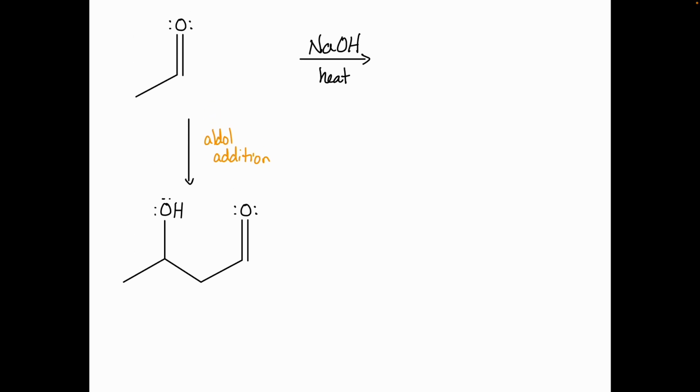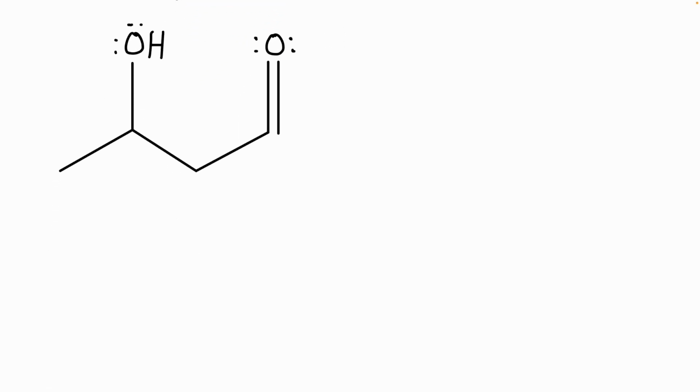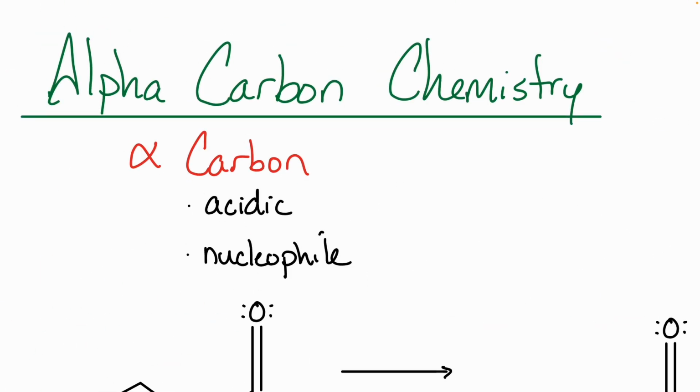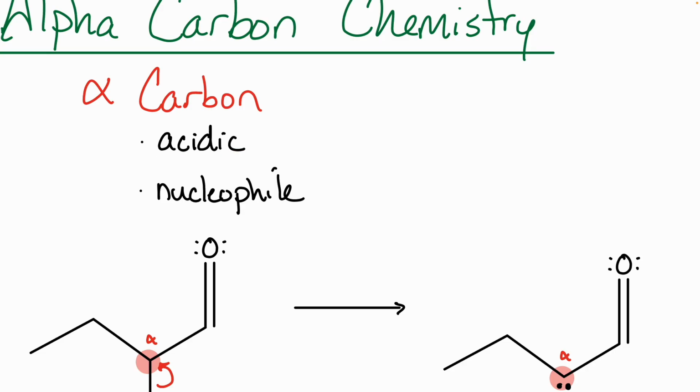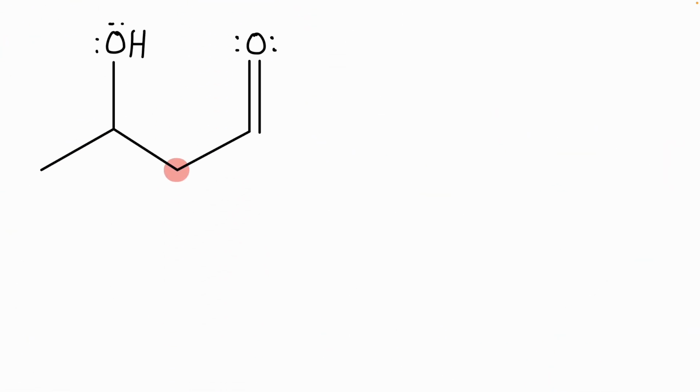All right, so then what's going to happen here? First of all, let's just note that in our product, we also have an alpha carbon. It's still an alpha carbon because it's located right next door to that carbonyl carbon. And what did we say about alpha carbons in basic conditions here? They are acidic. So what's going to happen is yet another one of our alpha hydrogens is going to be removed by our base.